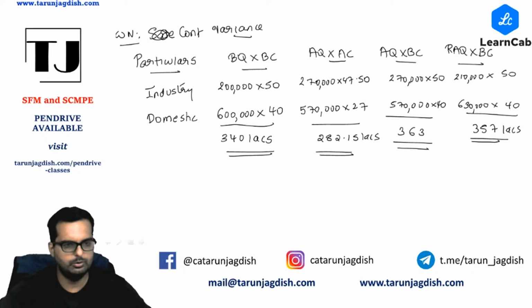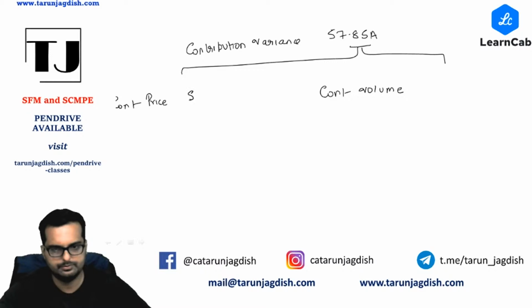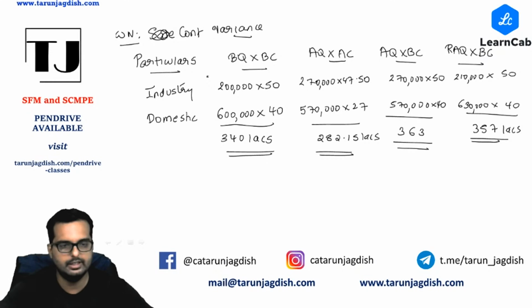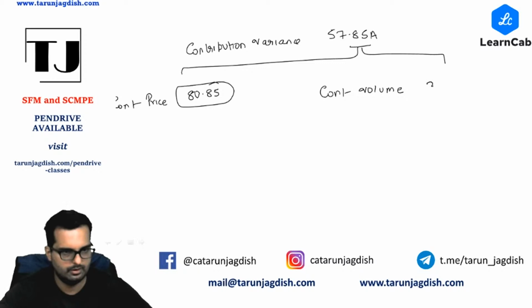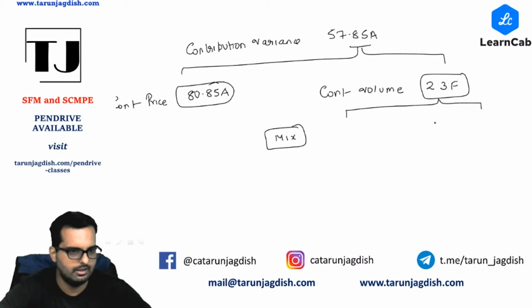Now tell me, how much is the contribution price variance? 363 minus 282.15, that is 80.85. Okay. And what about contribution volume variance? 340 minus 363, that is 23. This should be 23 favorable and this one is 80.85 adverse. Inside this we have another two things. What are the two things that we have over here? One is mix variance and the other we call yield variance.